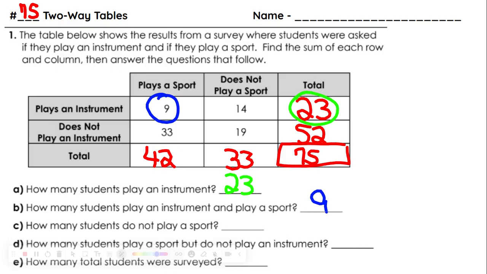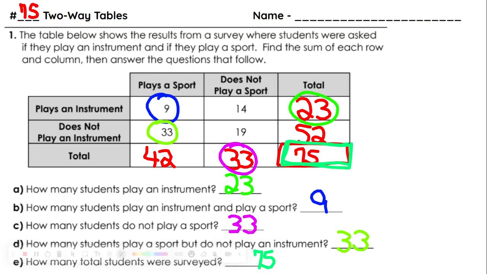How many students do not play a sport? That's a total. So we go down, does not play a sport. We're looking for a total, and we see the 33. Then it says how many students play a sport but not an instrument. So that's an overlap. Go down, play a sport, across, does not play an instrument. We see the overlap there. That is 33. Then, how many students total were surveyed? Well, that's this number in the corner. That's the total number of people that were surveyed, and that is a 75.